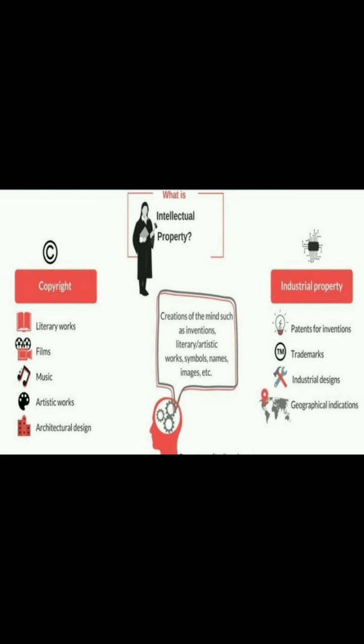Intellectual property can be divided into two types, that is literary and artistic property and industrial property. Books, paintings, music come under literary and artistic property, and patents, trademarks, geographical indications come under industrial property. The artistic works can be secured by using copyrights.